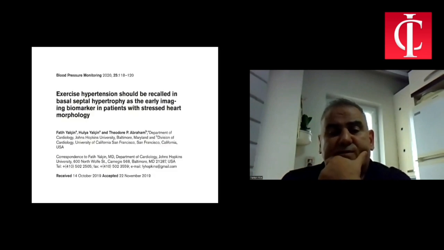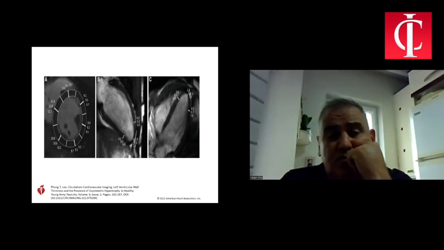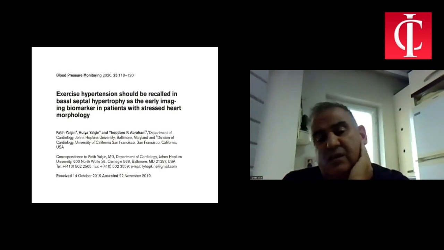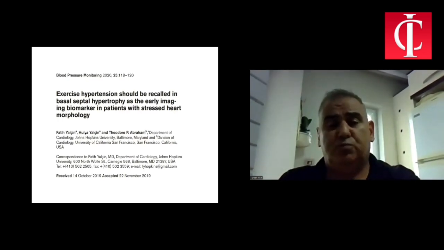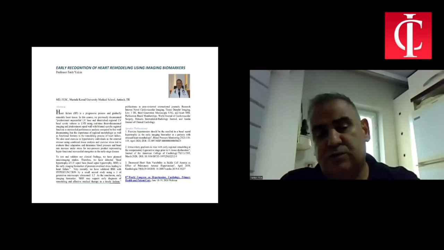This is MRI, similar early distortion of the basal septum. All these MRI findings have been published after our publications. And we suggested and criticized those MRI patients. Exercise hypertension should be recalled, and blood pressure monitoring is a must even for young patients, young individuals.